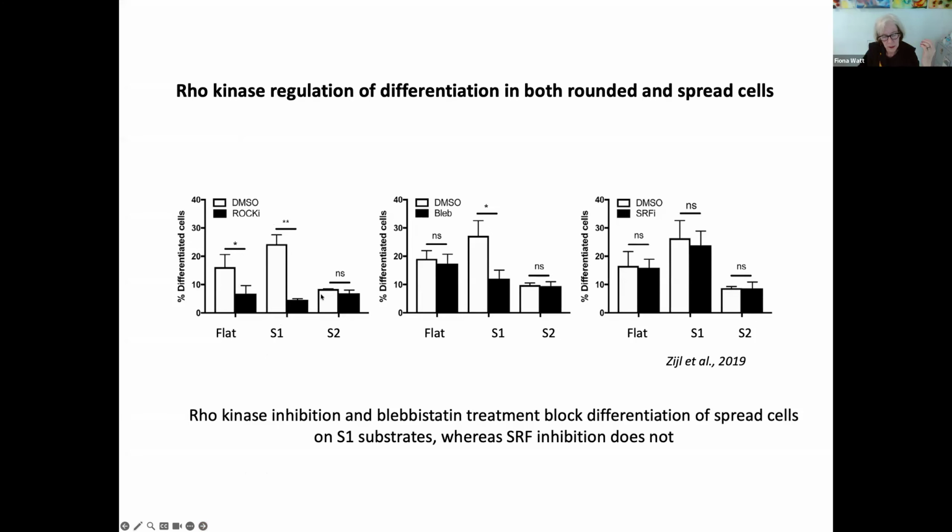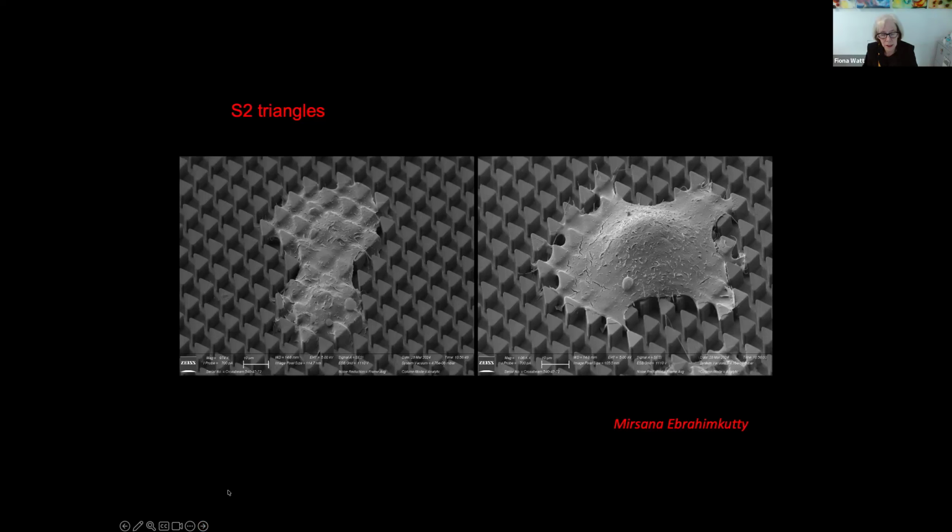And that turned our attention to this second substrate, S2, which, to be honest, we weren't really interested in at first because we were wanting to look at differentiation. But you can see here where we measure the percentage of differentiated cells that differentiation is actually inhibited on S2. And when Misana looked at the interaction of these cells with the substrates, she got the images that you can see here. So in some cases, the spread cell's nucleus is actually quite distorted and embedded down between the triangles. And there are other examples where you can see the nucleus above the triangle. So how is it that this substrate is actually inhibiting differentiation?